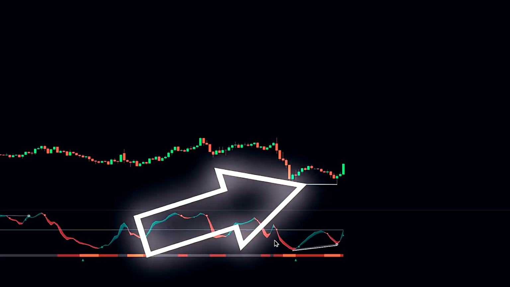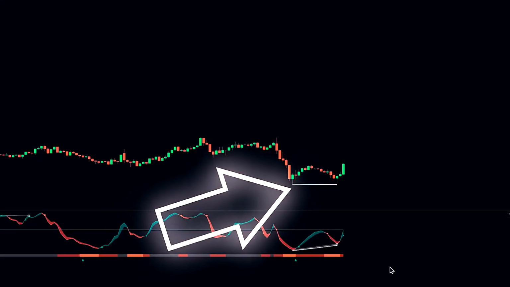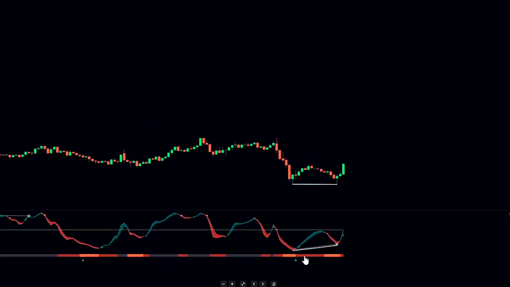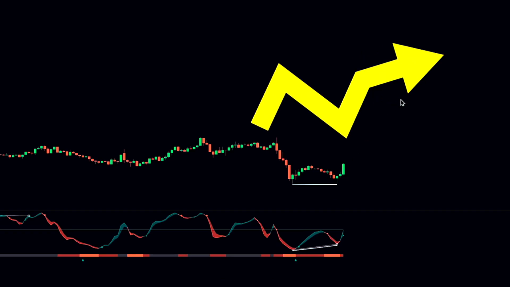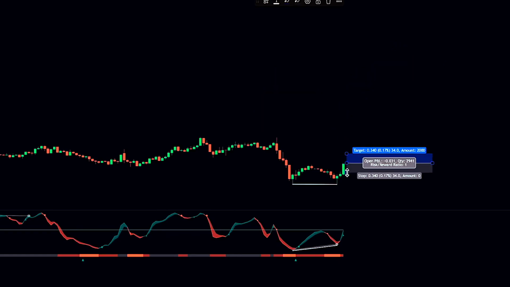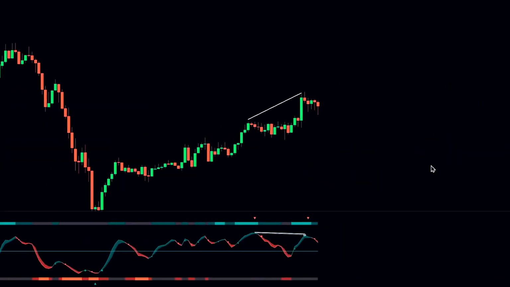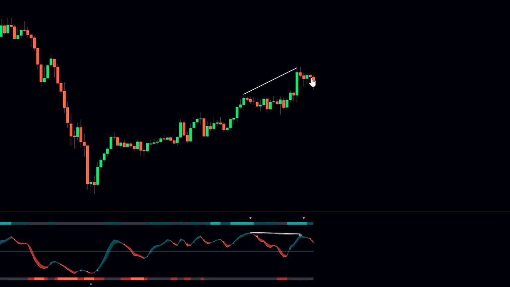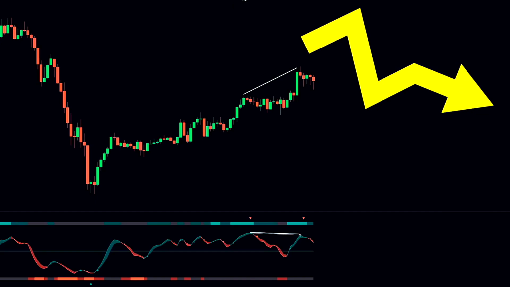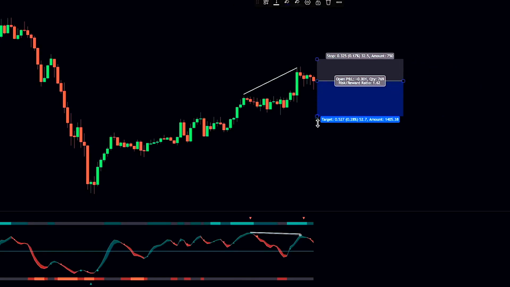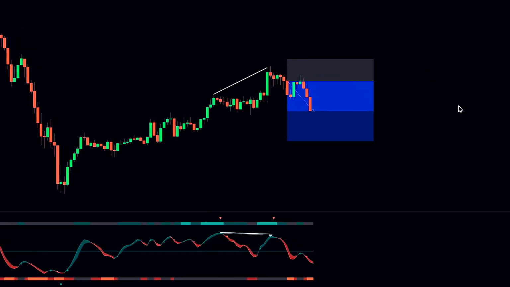Alright, check this out. We've got a bullish divergence showing up on this indicator, which is a big hint that the price is probably headed up. If you jump into a long trade here, you'd have made some cash. On the flip side, the same indicator also flagged a bearish divergence, meaning the price was likely to drop. A short trade here? Yep, that would have paid off too.